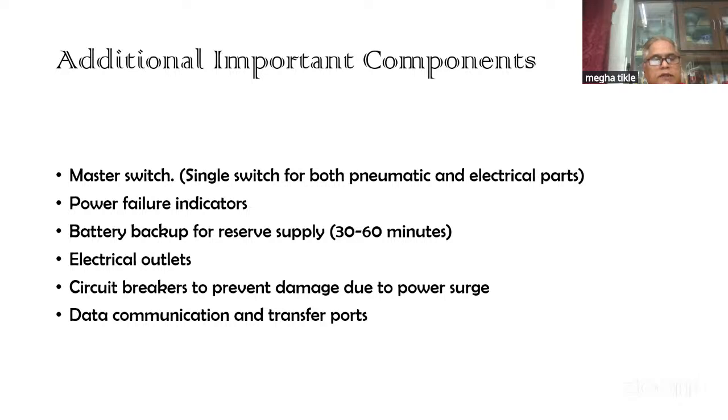On the backside, there are data communication and transfer ports from where the data can be transferred to the hospital system or any recording system. So we can easily transfer it and print it out and give it as an intraoperative chart to the patient.